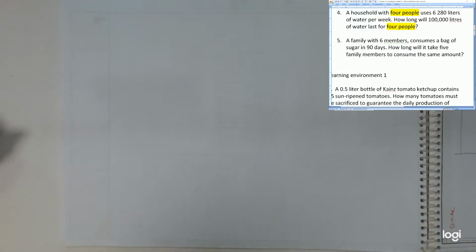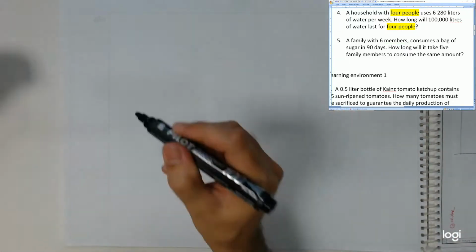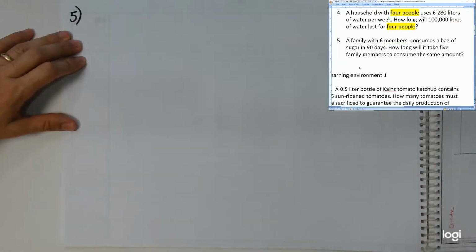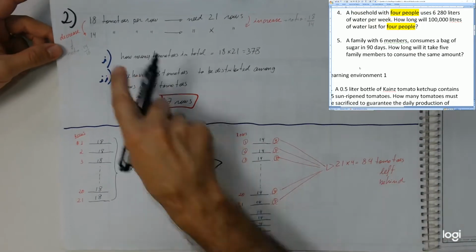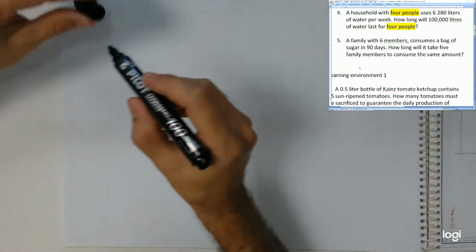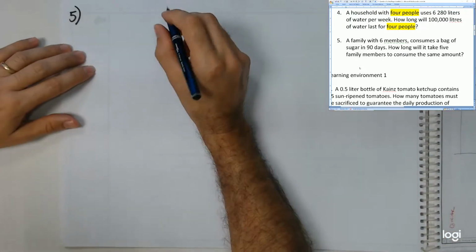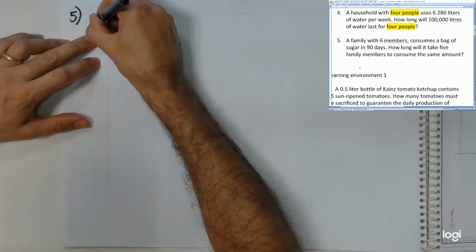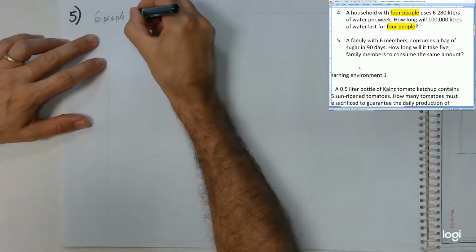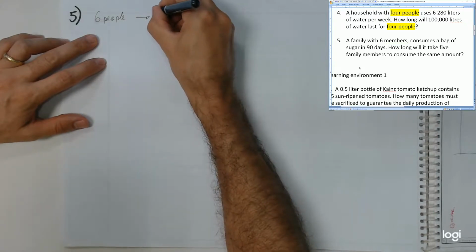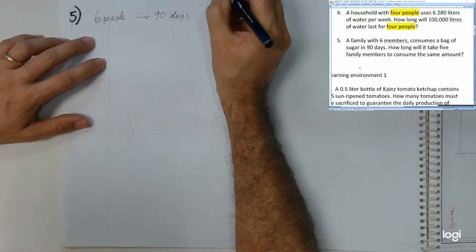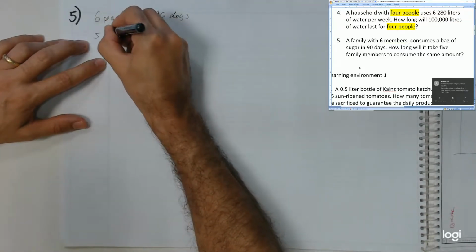Okay, this fifth problem, this is different. We are going to solve the fifth problem just as we solved this second problem. Why? Because after reading the problem, you are going to notice that 6 people take 90 days to consume it, right? What is going to happen if we have 5 people there?